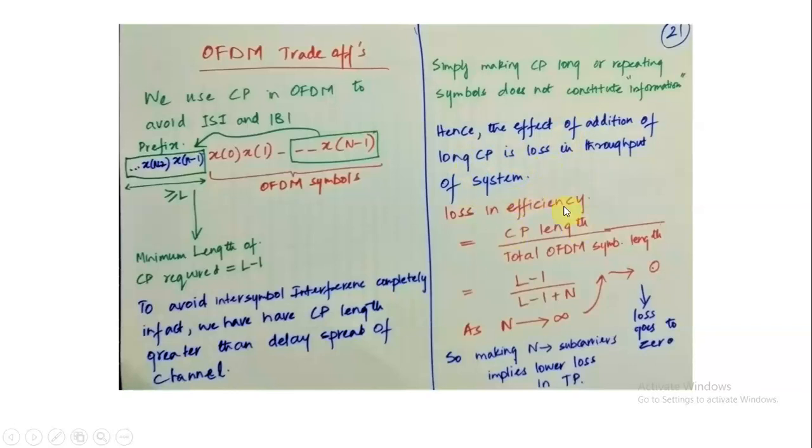So if we calculate the loss in efficiency, that would be equal to the CP length divided by the total OFDM symbol length. The CP length is given by L minus 1, and the total OFDM symbol length is given by L minus 1 plus N. So that tends to 0 as N goes to infinity. When N is large enough, or the subcarriers are many, this implies a lower loss in throughput. The loss goes to 0 when N is quite large, because the term L minus 1 is small against a term that goes to infinity, so it goes to 0.